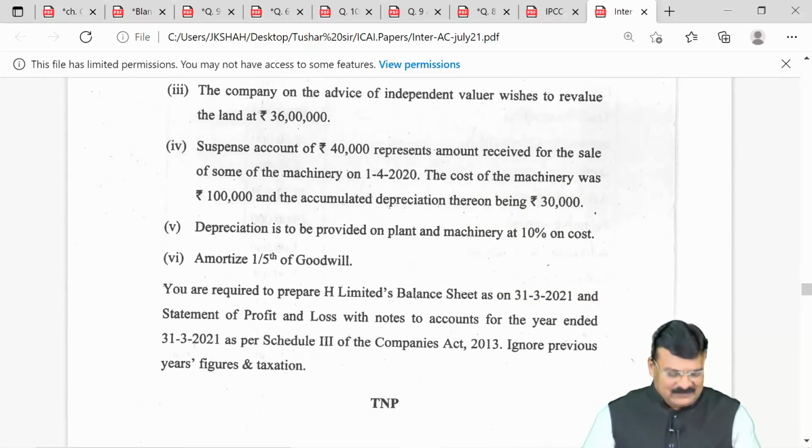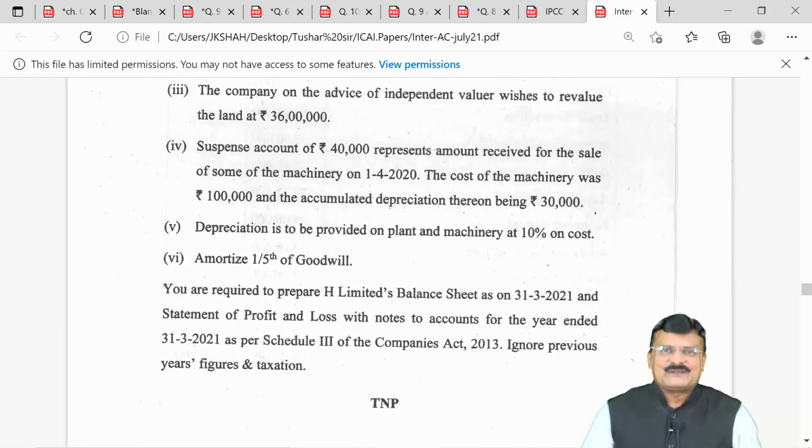You are required to prepare H Limited's balance sheet as on 31st March 21 and a statement of profit and loss with notes to accounts for the year ended 31st March 21 as per Schedule 3 of the Companies Act 2013. Ignore previous year's figures and taxation. Clear, all of you? Okay, so that will be the question. I've discussed it with you. As a practice, you can solve it.